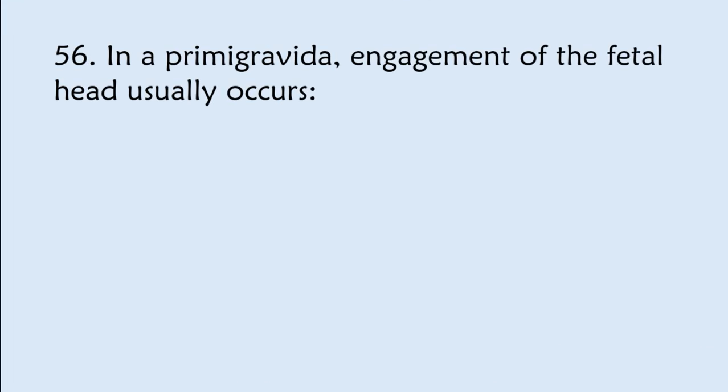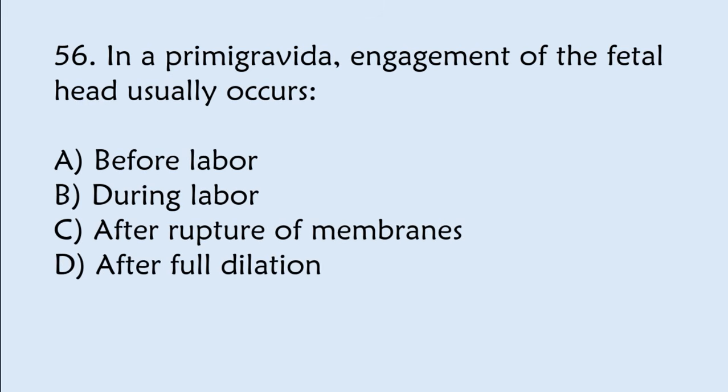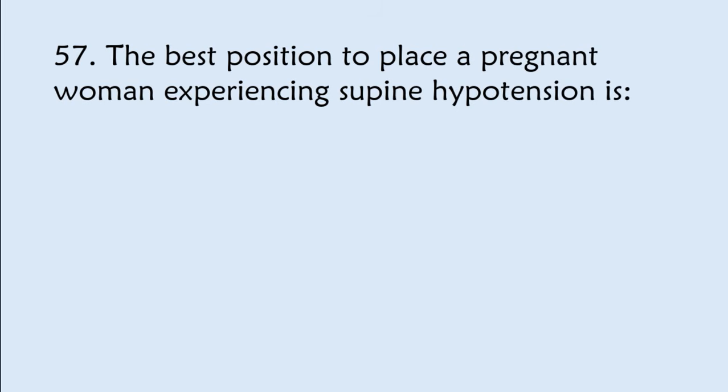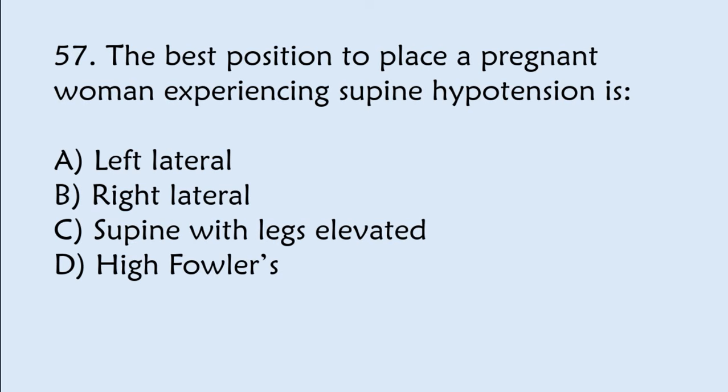In a primigravida, engagement of the fetal head usually occurs before labor, during labor, after rupture of membranes, after full dilation. Correct answer is option A, before labor. The best position to place a pregnant woman experiencing supine hypotension is left lateral, right lateral, supine with legs elevated, high Fowler's. Correct answer is option A, left lateral.